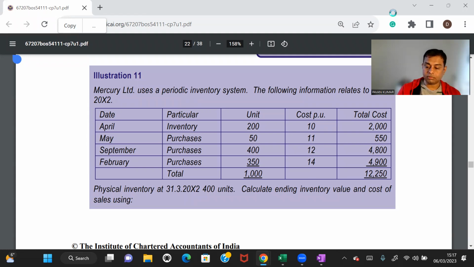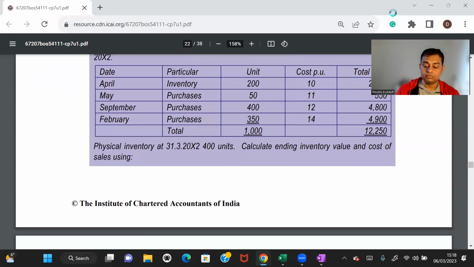Total units purchased 1,000, total cost 12,250. Physical inventory as on 31/3/20X2 is 400 units. Calculate ending inventory value and cost of sales using FIFO and weighted average method.